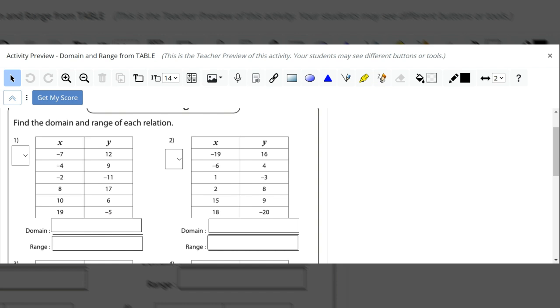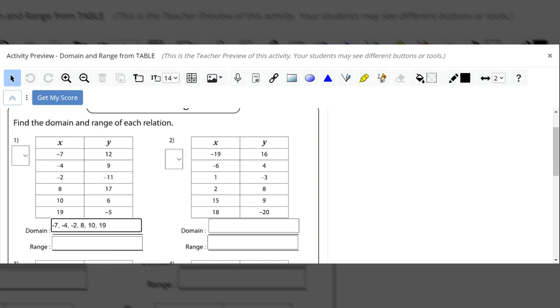Usually, on the STAAR test, this is written in order. So, I'm going to start with domain. My domain will be... I'm going to start with -2. That's my smallest number there. Oh, my bad. The smallest number is -7, comma, -4, comma, -2, comma. Next number is 8 and 19.